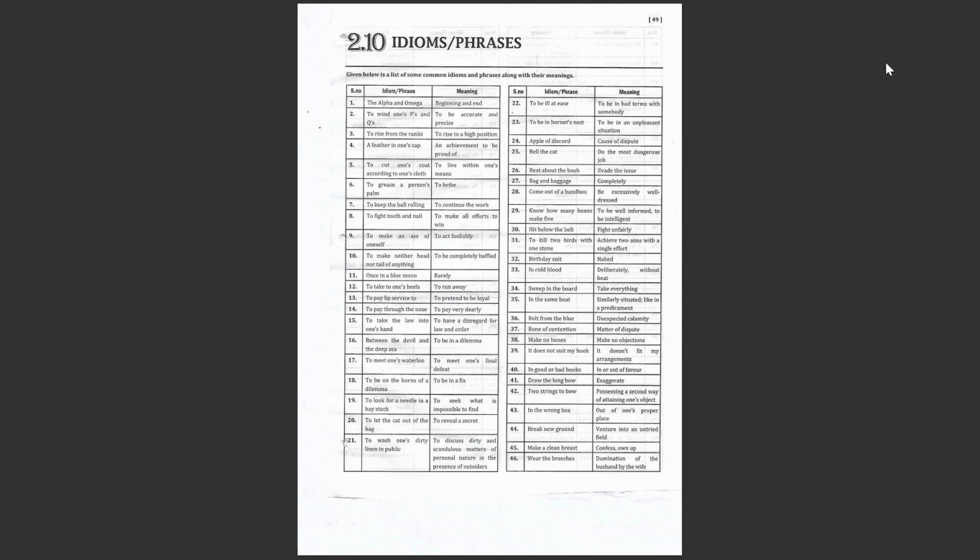The next idiom is know how many beans make five. To know how many beans make five. What does that mean? It means to be well informed, to be intelligent. चीज़ों के बारे में पता होना और बुद्धि होना. Intelligence means बुद्धि. To be intelligent, that is what it means to know how many beans make five.